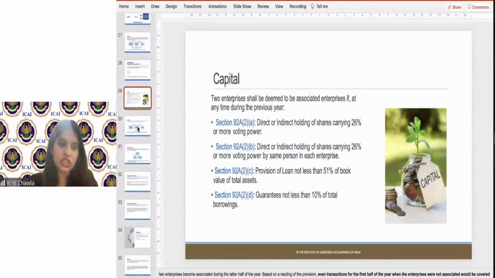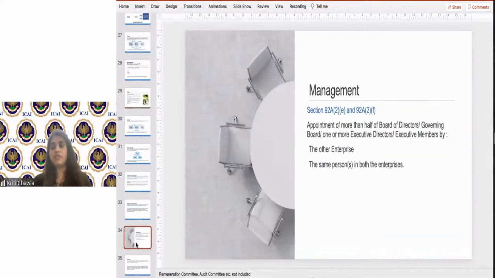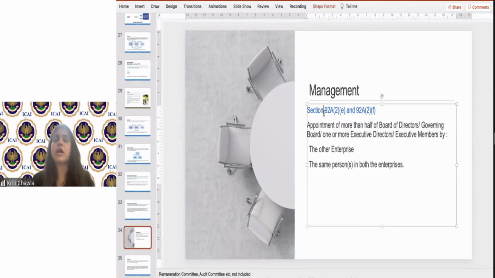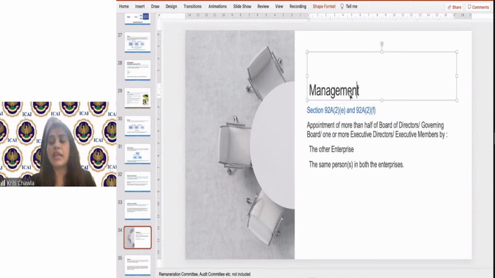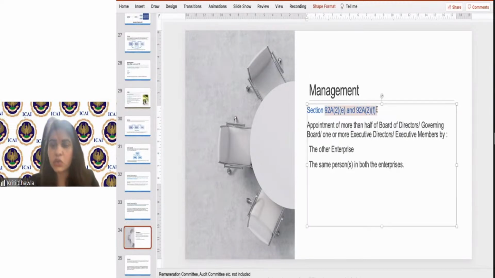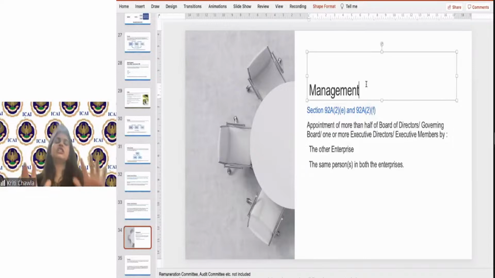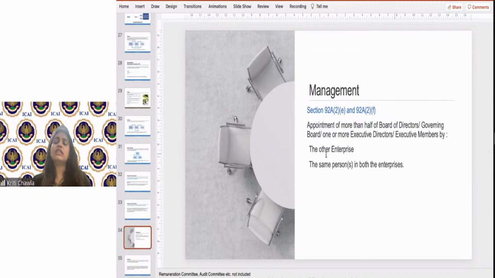these 13 conditions, and now we'll go to the 5th condition, which is on something called management. So the 5th condition talks about section 92A2E and 92A2F. Now, this condition is very, very interesting. I have divided this condition into a terminology which is called management. And what does that mean? What do I mean when I say, management?